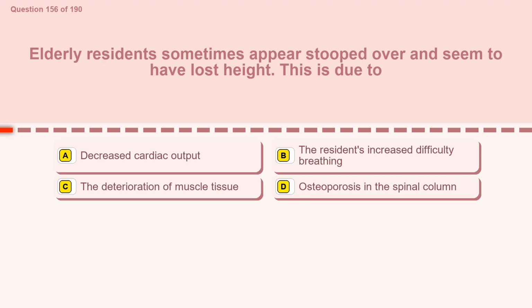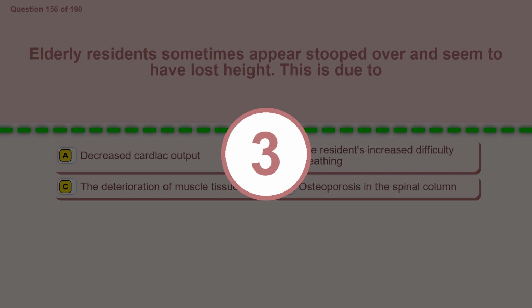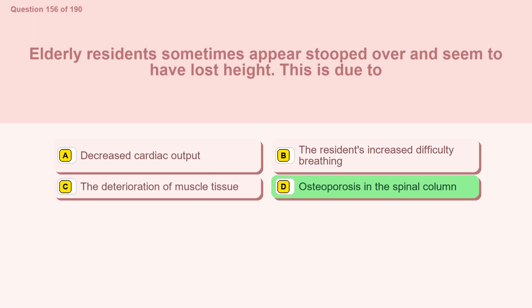Question 156. Elderly residents sometimes appear stooped over and seem to have lost height. This is due to Option A, decreased cardiac output. Option B, the residents' increased difficulty breathing. Option C, the deterioration of muscle tissue. Option D, osteoporosis in the spinal column. The correct answer is option D, osteoporosis in the spinal column.